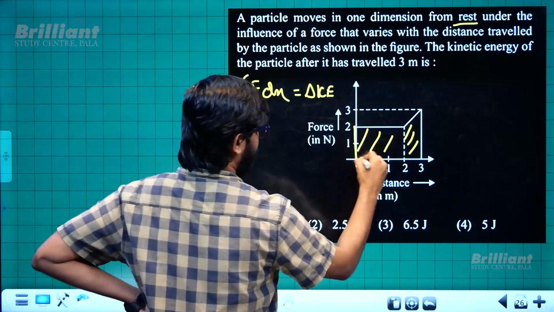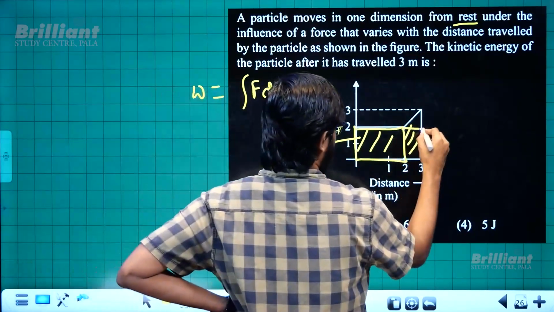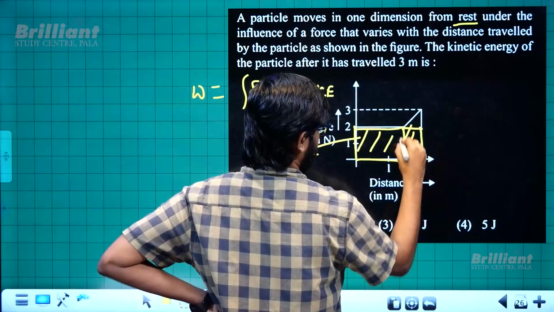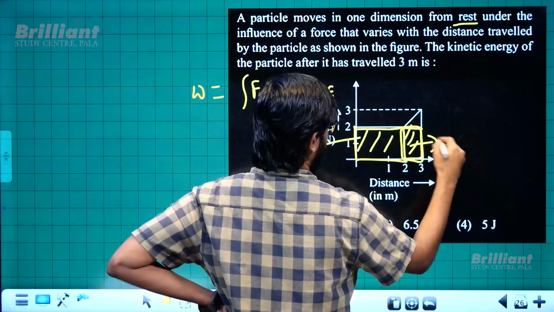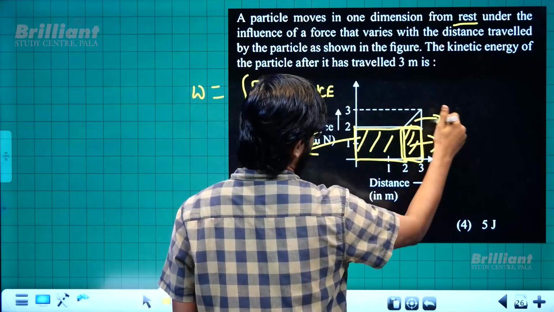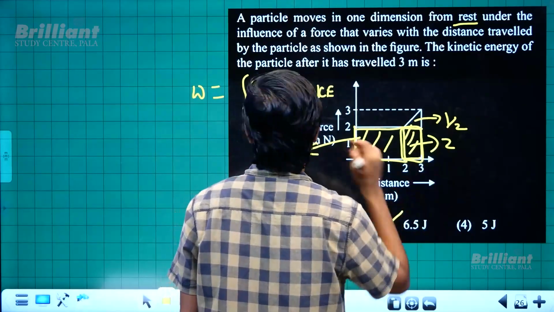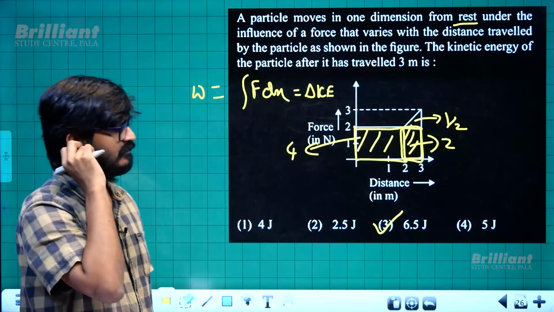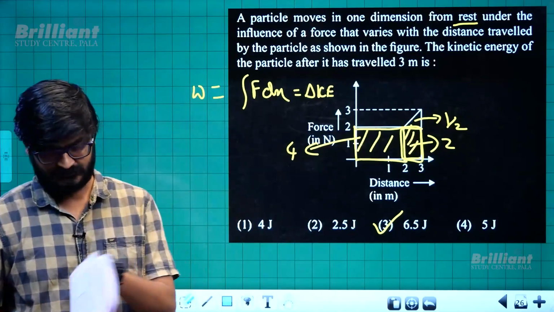So what is the area of this part? Area of this part is going to be 2 into 2, 4. Area of this part is going to be 1 into 2, and this is going to be 1. Okay, this is going to be half into base into height, which is half. So this is 4 plus 2, 6, 6 plus half, 6.5, right? So the area under the graph is going to be 6.5. So that will be the kinetic energy, or that will be the work done.